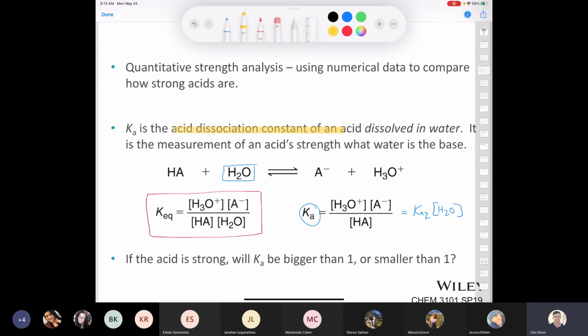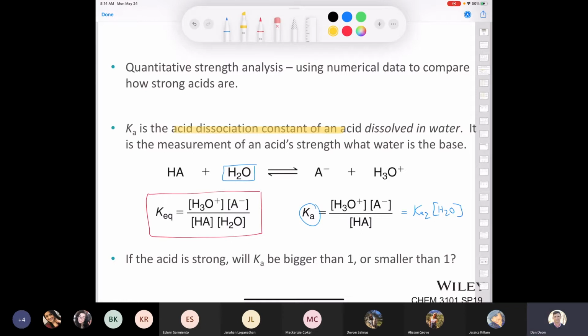dissolved in water. Now, if we have a strong acid, I have a question for you. If I have a strong acid, like what's a strong acid? I'm sure most students would think of something like sulfuric acid, or hydrochloric acid. These are strong acids. Would my Ka value be bigger than one or smaller than one if I had a strong acid? Could anybody answer that for me?